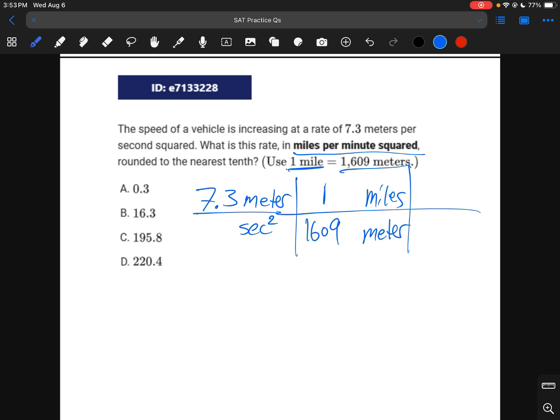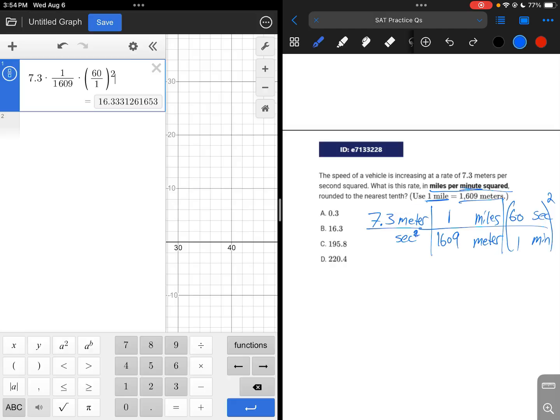Okay. But we also want to get rid of seconds squared. So we got to multiply by seconds here. And what do we want? Well, we want minutes. And you know that there is 60 seconds in 1 minute. But this is seconds squared, which means that this also has to get squared in order for this squaring to cancel. And you just work this out. And so you get 16.333. So the answer is 16.3.